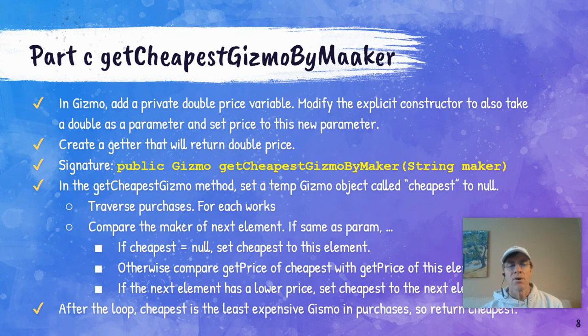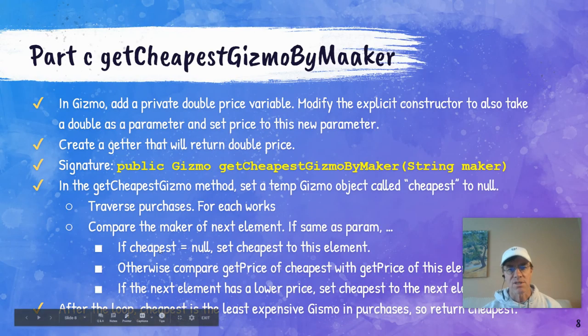Then I want to compare the manufacturer of the next element with my parameter here. I also need to see, is cheapest equal to null? If that is the case, so it's the right maker and cheapest is not pointing to a specific object, then I found the first element, and so cheapest is going to be set to that. I don't need to compare price. I just need to set it. So that's only the first time that manufacturer has been found.